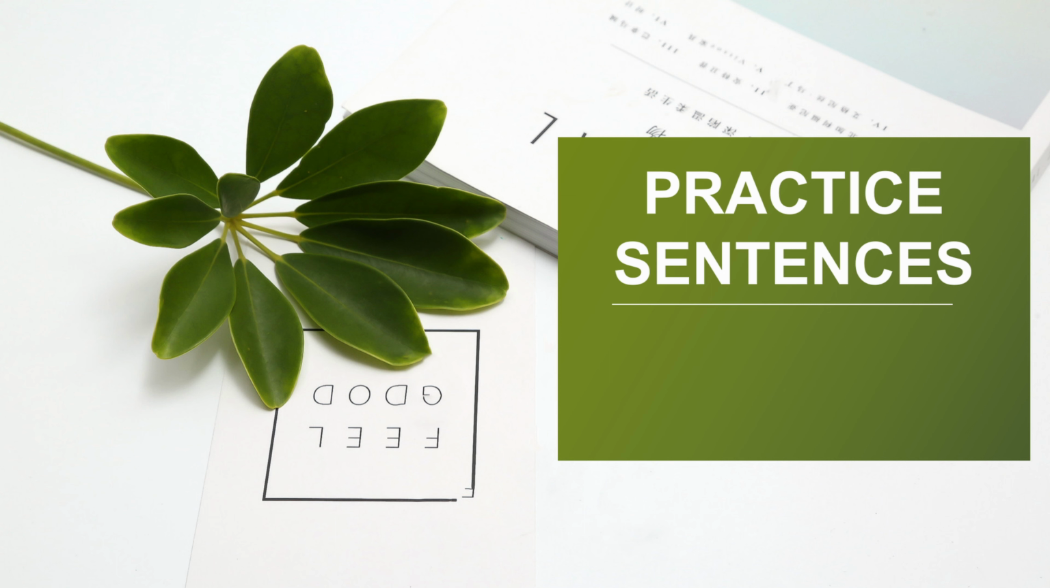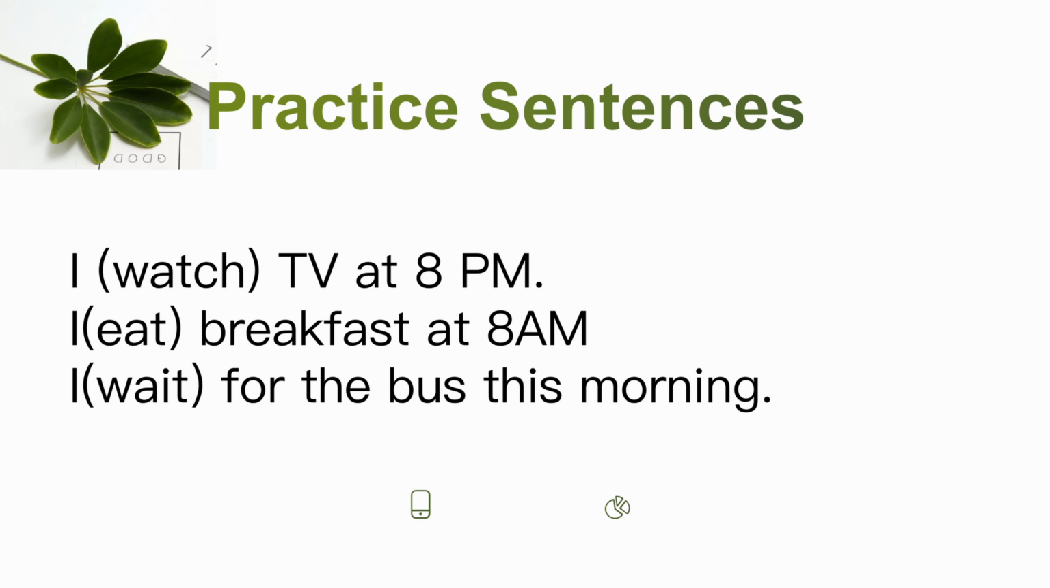Similarly, weren't is a contraction of were not. You were not listening to me. They were not doing their homework. We weren't listening to the lecture. I repeat. Similarly, weren't is a contraction of were not. So you weren't listening to me. They weren't doing their homework. We weren't listening to the lecture.